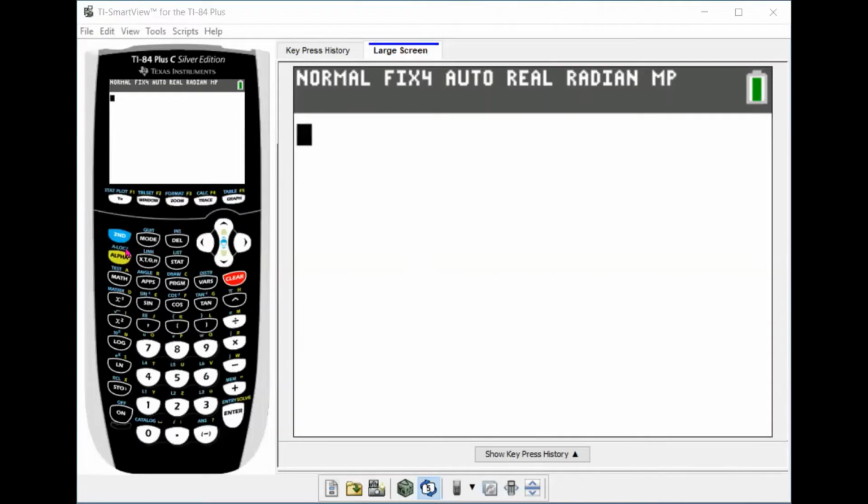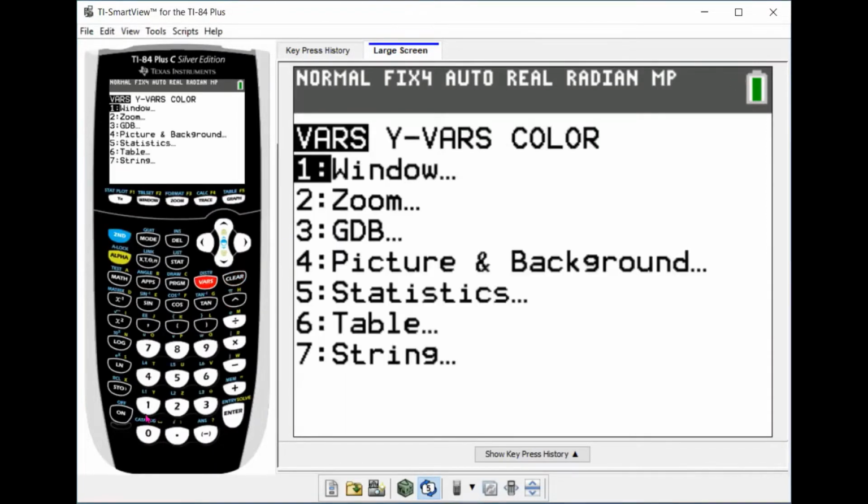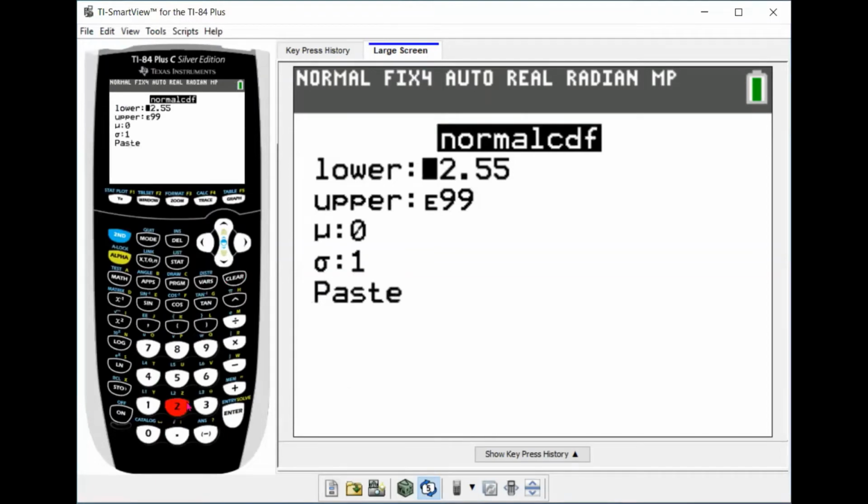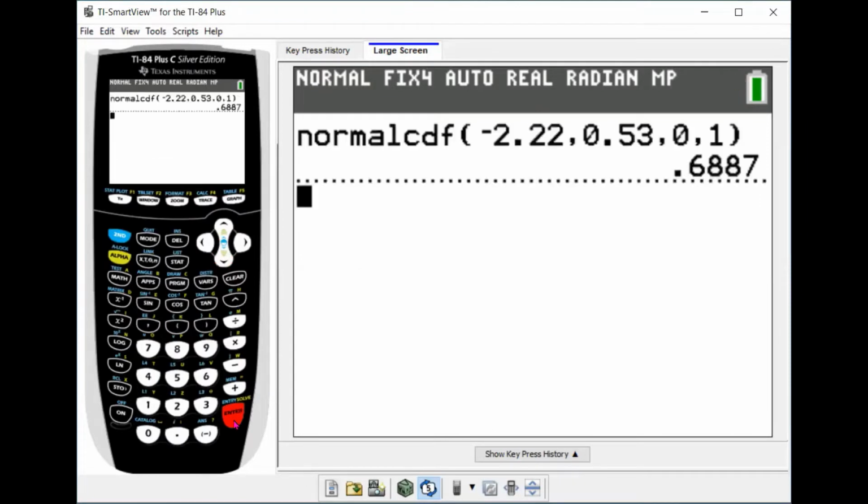Okay, here's my TI-84 calculator. We go to second, then vars, and then number 2. So now we start typing here. Lower boundary is negative 2.22. Upper boundary is 0.53. Mean is 0, standard deviation is 1, and we paste that in the main screen and hit enter so that we get the probability between those two values, which is 0.6887.